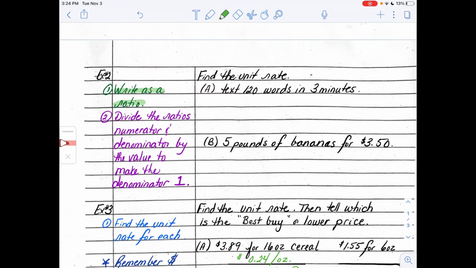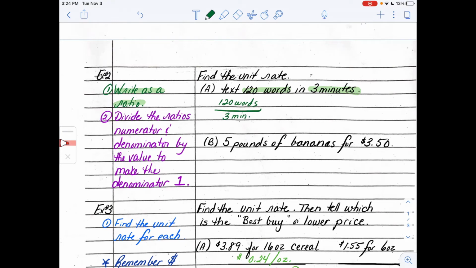Text 120 words in 3 minutes. Okay, so I've got 120 words first. So I'm going to go ahead and write that down first. That's going to go on top. And then what comes second is that 3 minutes. So that goes on the bottom.